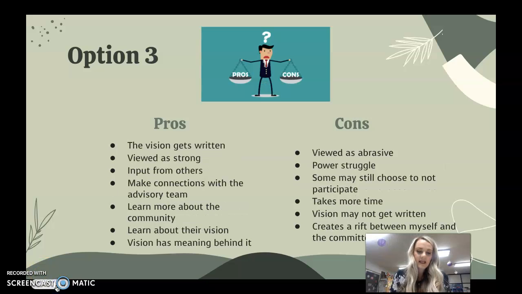Option number 3, pros. The vision's going to get written. It's viewed as strong. I'm going to get input from others. I could make connections with the advisory team. I could learn more about the community. I could learn about their vision, and our vision would have meaning behind it.